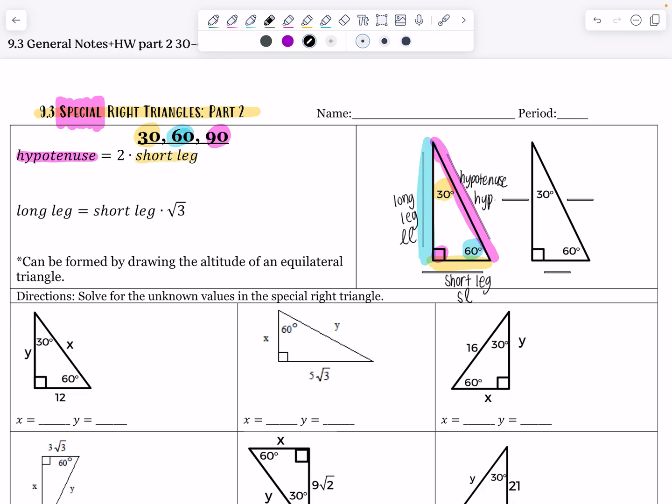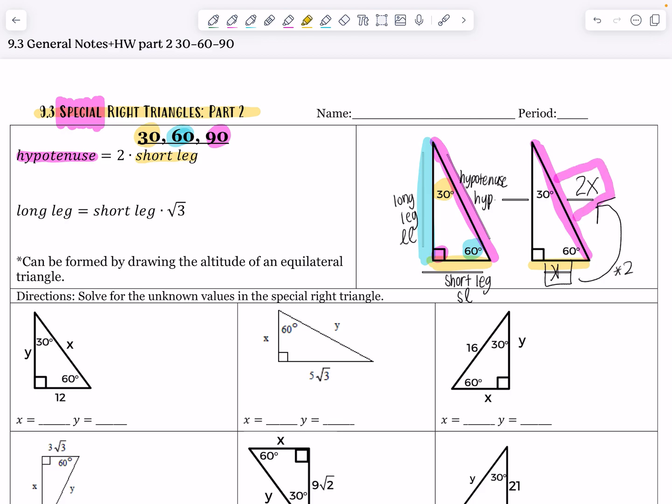So let's do that with letters here. If we know that our short leg is X, I'm going to do that in yellow. To get to the hypotenuse, we are going to multiply by 2. So I'm going to go from here to this pink hypotenuse. You're going to multiply by 2. So I'm going to say times 2. So that would be 2X. 2X is my expression for the hypotenuse, whereas X was the expression for the short leg.